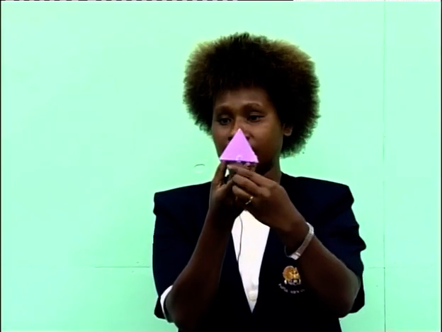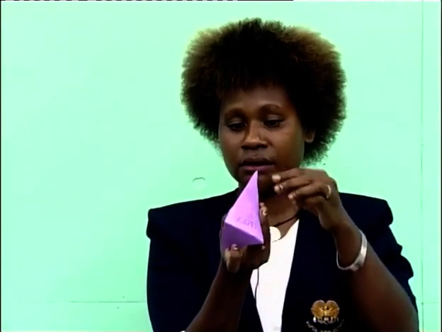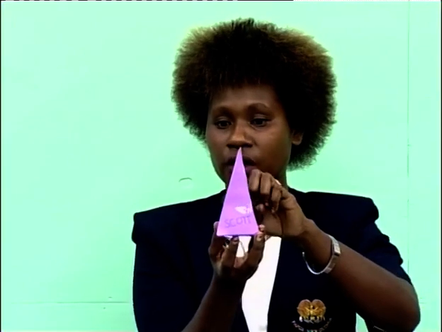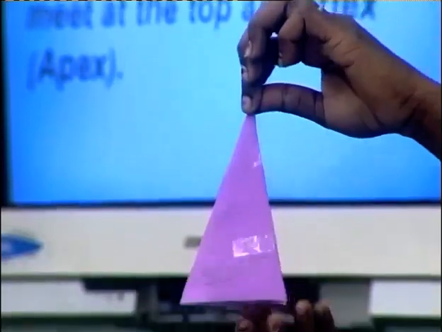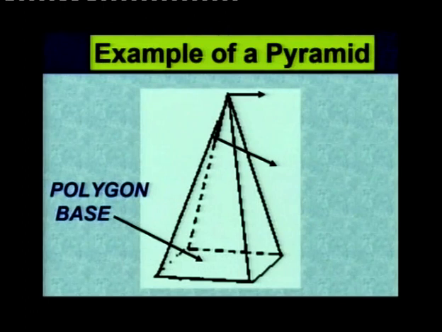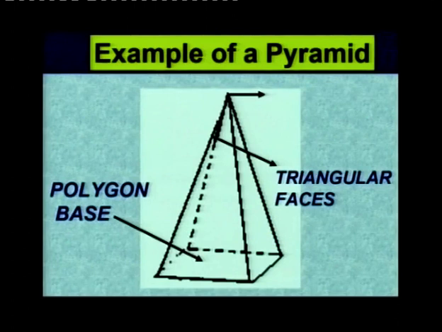We have another one here. The base is in the form of what? Triangle. And the faces are also in the form of triangles. And it has an apex also. Okay, an example of a pyramid is on the screen: polygon base, triangular faces, and the apex. I've shown you using the concrete material, and it is also on the screen.